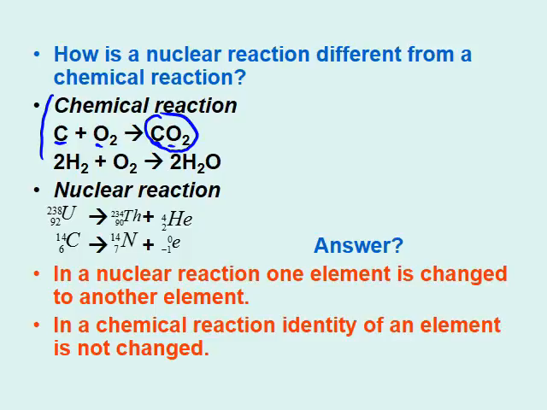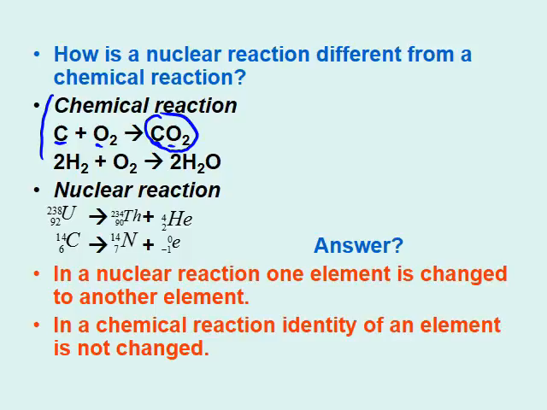So in a chemical reaction, individual elements remain intact, but their chemical bonds could be different around them as they make different compounds. Similarly, H2 plus O2 gives H2O. Again, we haven't changed the identity of hydrogen or the identity of oxygen.